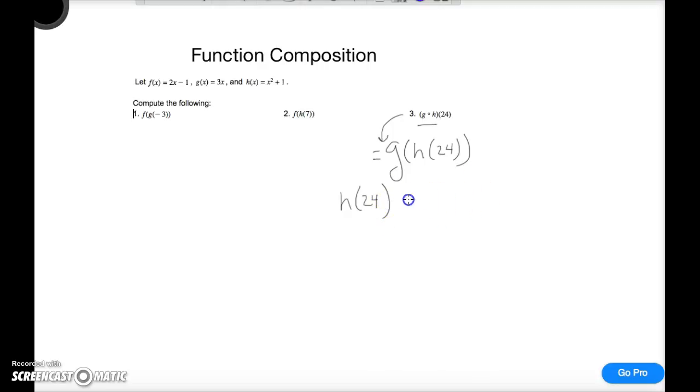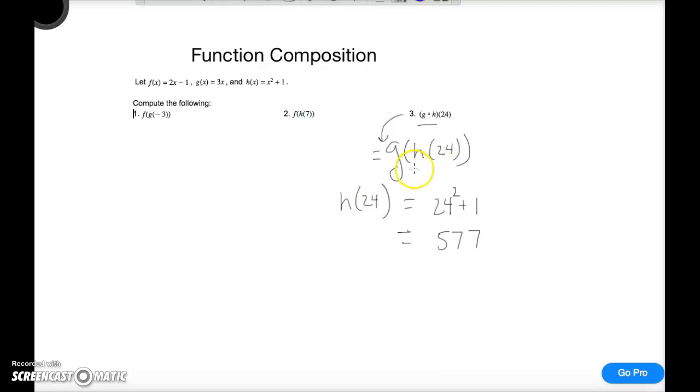which is 24 squared plus 1. And 24 squared is 576, plus 1 is 577. Okay, so that's h of 24.